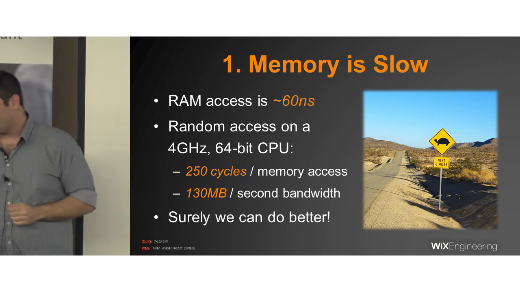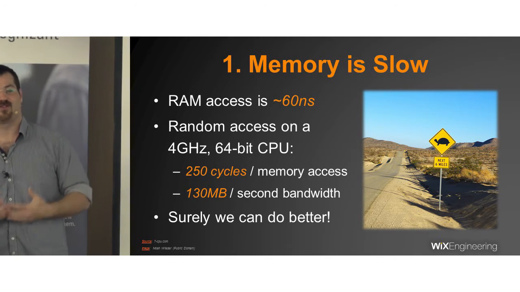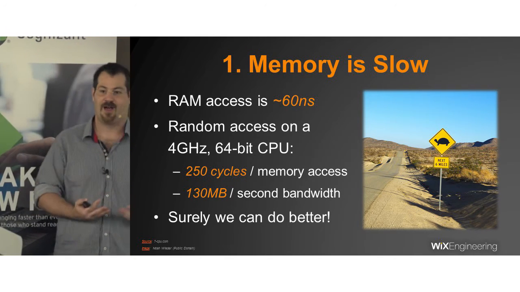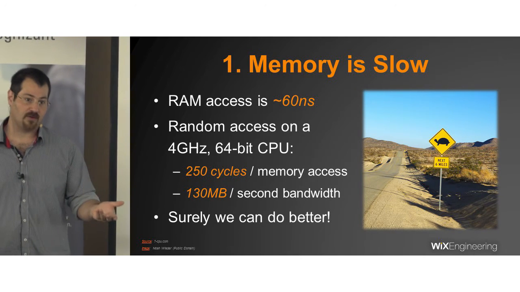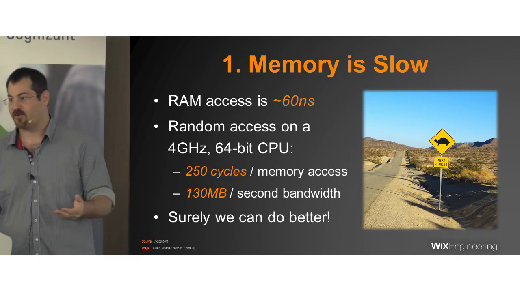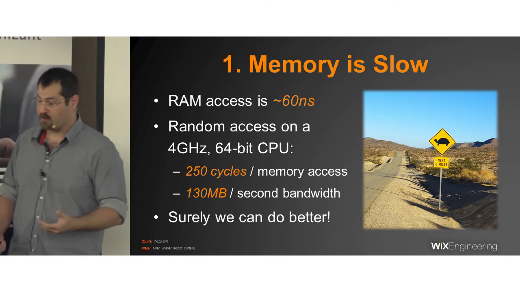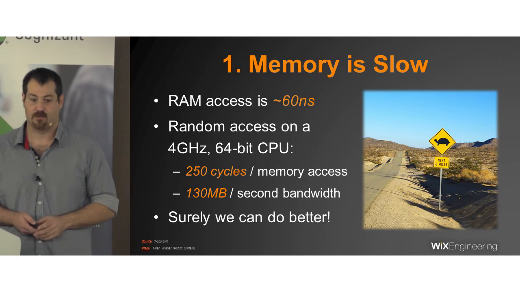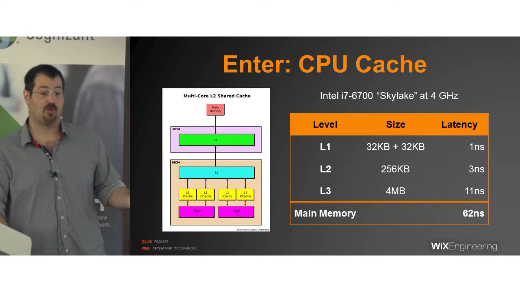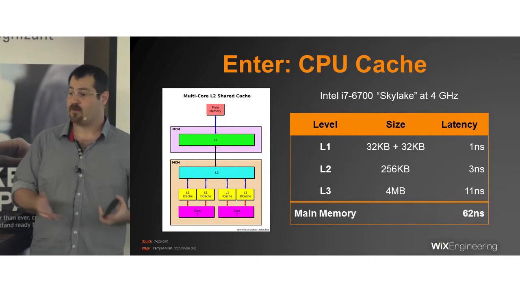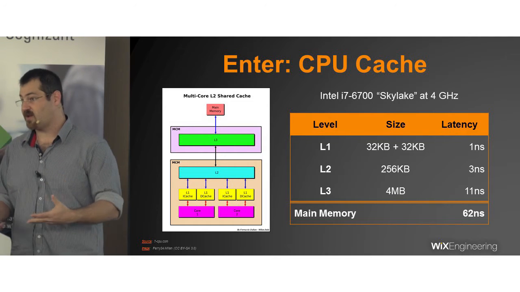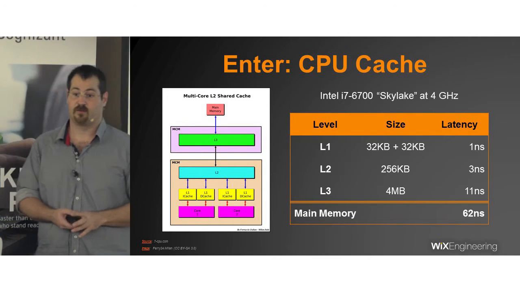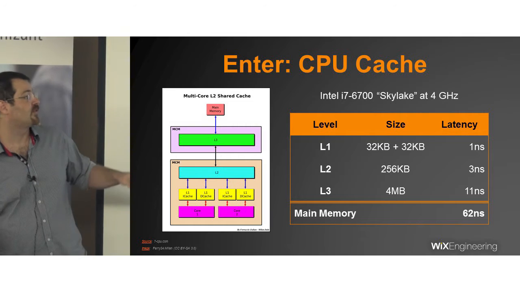So engineers have been working for years and years to try to come up with various solutions to this issue. And the obvious solution that every single one of us has at least heard of, and maybe even run into some ramifications of, is a CPU cache, right? You have your CPU, you have your main memory. Accessing main memory takes about 60 nanoseconds, 62 in the case of a 4 gigahertz Skylake processor.